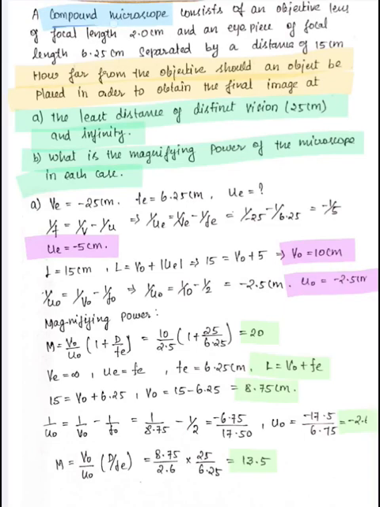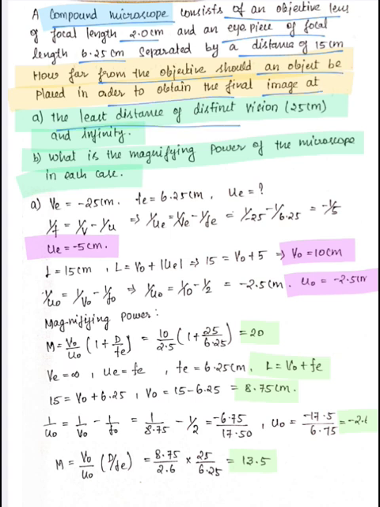The question is, a compound microscope consists of an objective lens of focal length 2.0 cm and an eyepiece of focal length 6.25 cm separated by a distance of 15 cm. How far from the objective lens should an object be placed in order to obtain the final image at the least distance of distinct vision, that is at 25 cm and at infinity? What is the magnifying power of the microscope in each case?